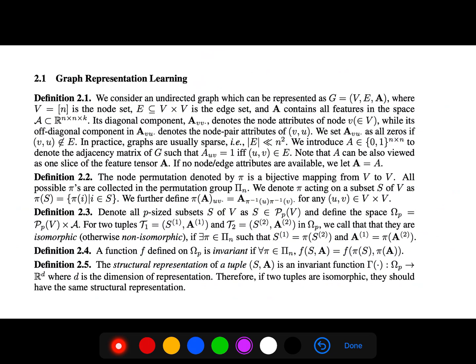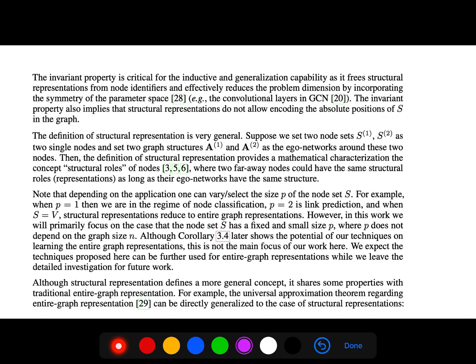So, we have this graph G, and the node permutation, we call it pi, is just a bijective mapping. A function is invariant if f of S and f of the permutation of S are the same. So we say the structural representation of a tuple S and A is an invariant function, and the invariant property is critical for the inductive and generalization capability, as it frees structural representations from node identifiers and effectively reduces the problem.